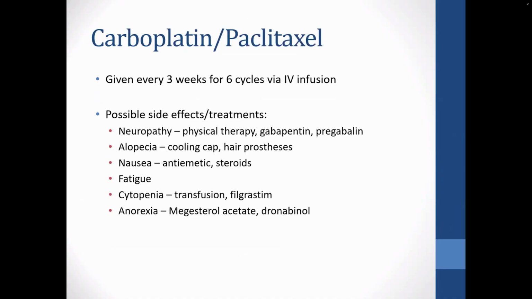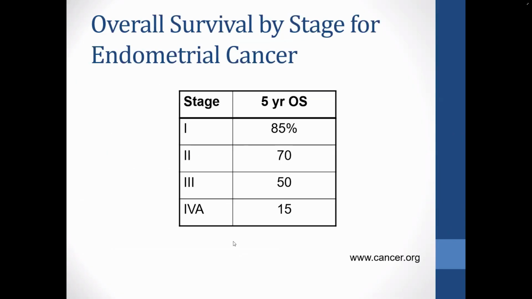Carboplatin and paclitaxel are typically given every 3 weeks for 6 cycles via IV infusion. Possible side effects of this chemo regimen include neuropathy, for which physical therapy and medication may help. Patients experience alopecia, nausea, fatigue, cytopenia, and anorexia. You can see some management options for those side effects as well. Overall survival by stage for endometrial cancer is listed there.